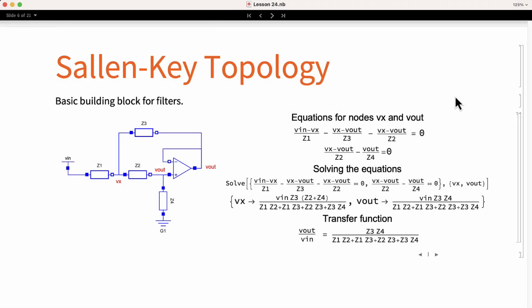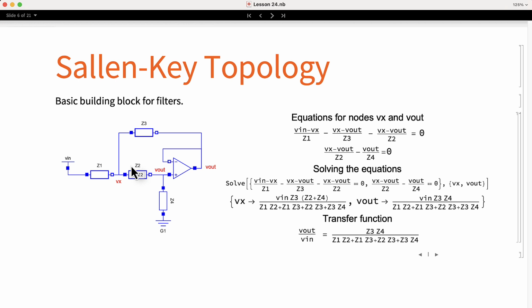Now that we know the characteristics of a filter, let's see how they are built using op-amps. One of the basic building blocks to create a filter is the Sallen key topology. This topology allows us to create second-order filters in multiple configurations. In the diagram you can see the circuit. Each of the elements is defined as an impedance, and it could be a resistor or a capacitor.